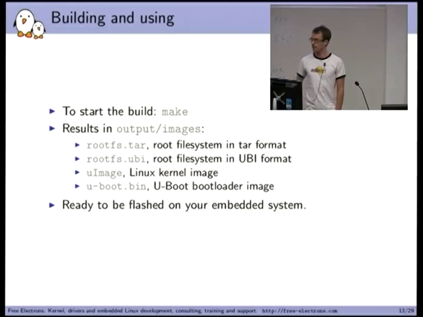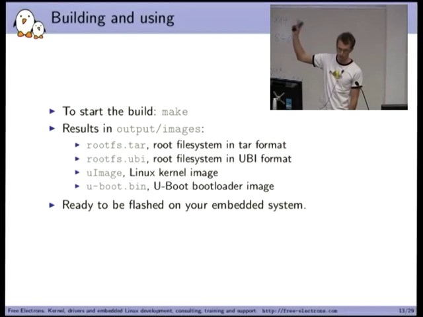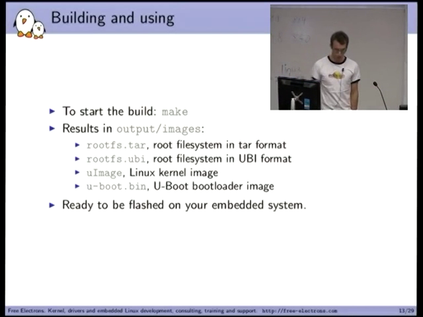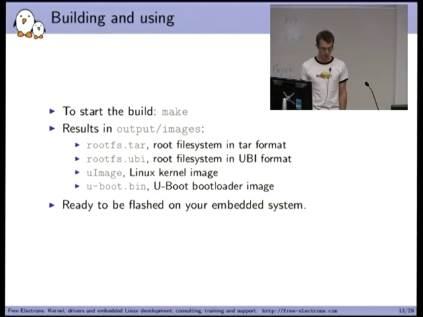So to start the build, you run make, and that's the point where you drink one or two or three cups of coffee or tea, depending on your taste. And at the end of this process, in the output images directory, that's where the real stuff gets put, you have the root file system image. Here I've selected both a tarball format and a UBI format, which is for some embedded systems. You have the kernel image and the U-Boot bootloader image. Of course, it completely depends on your configuration, but that's really what needs to be flashed or installed to your target system, like pushed to your SD card or flashed in some way to your embedded Linux platform.